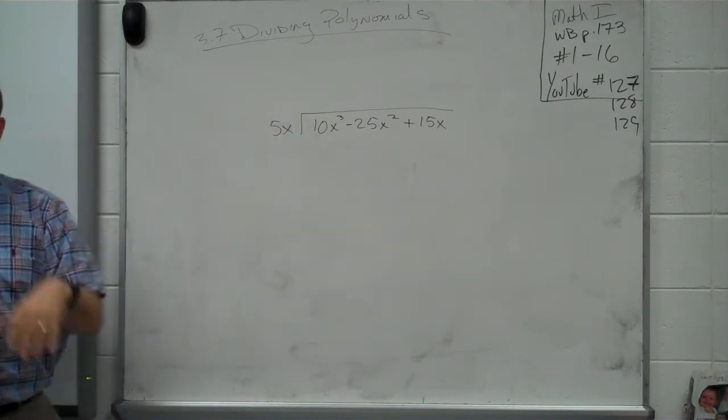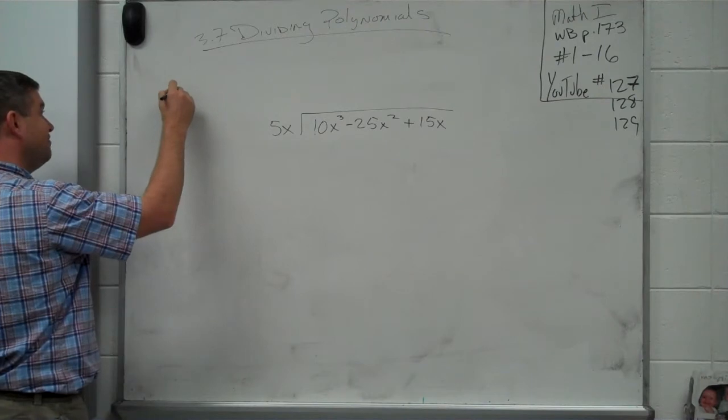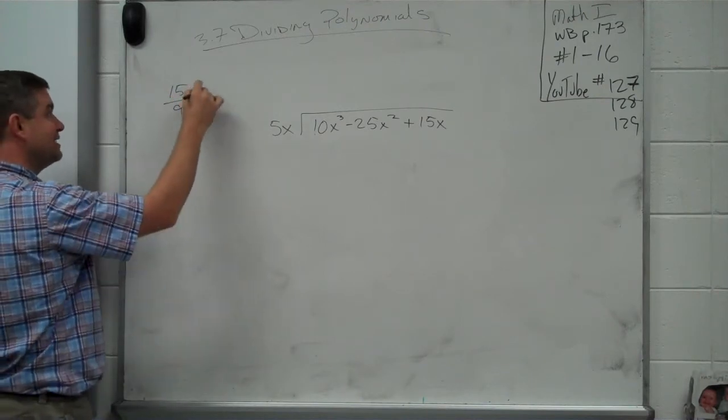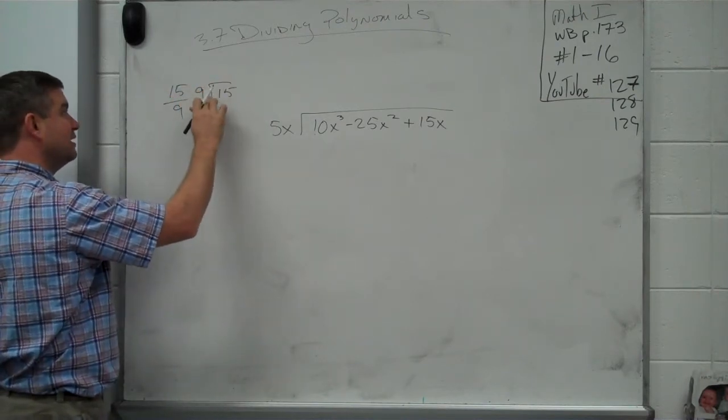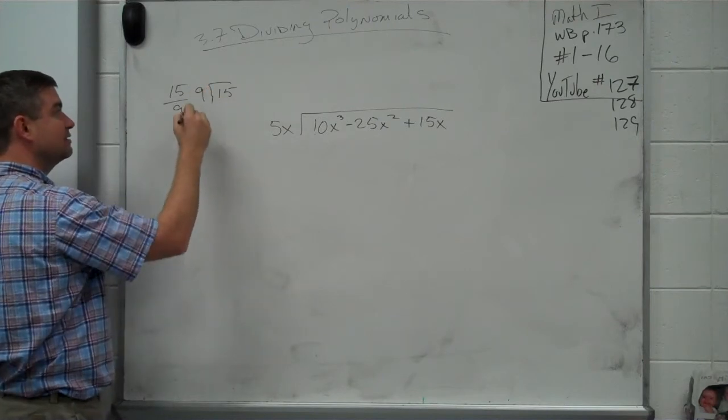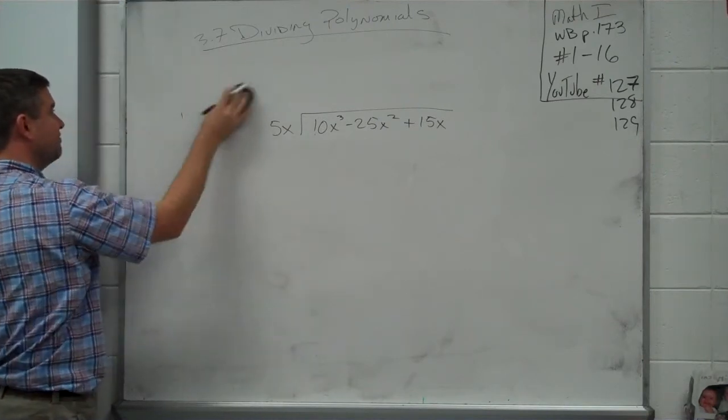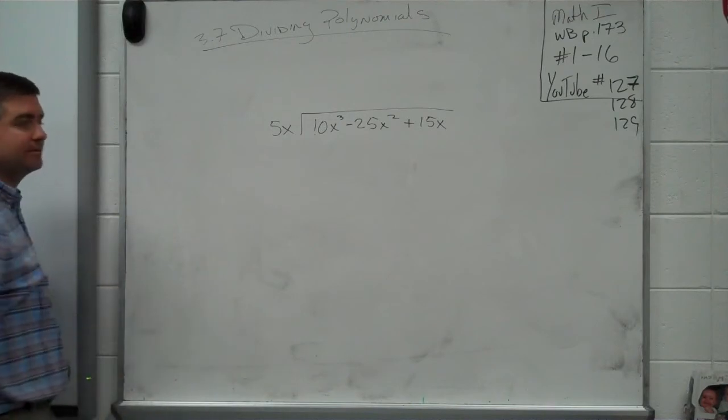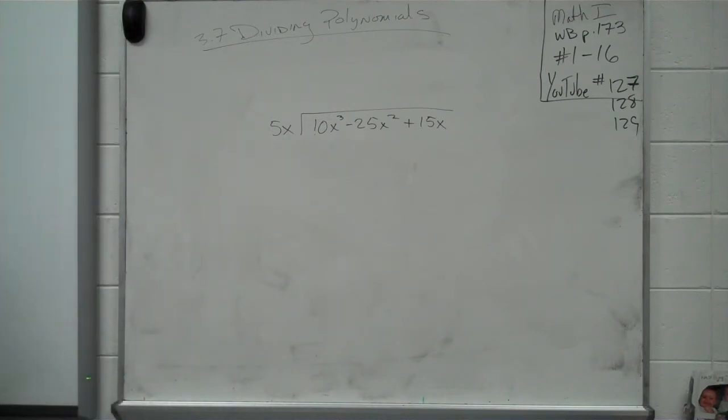Sometimes people don't know where to put it. When you've got 15 divided by 9, that's 9 into 15. That's how you write it. The 15 goes underneath, the 9 goes out front. Alright, are you with me so far? We haven't even started doing the problem yet. All we've done is start lining it up.